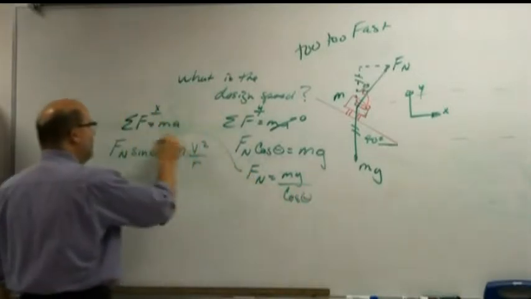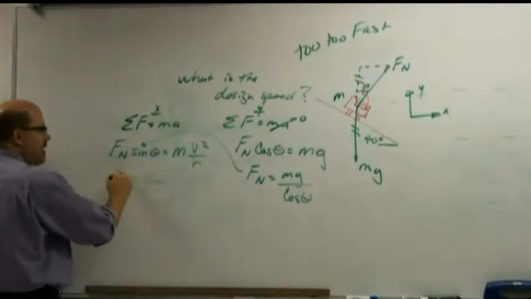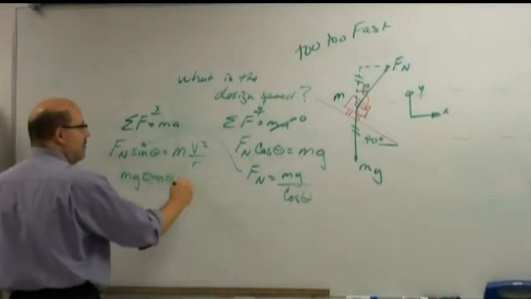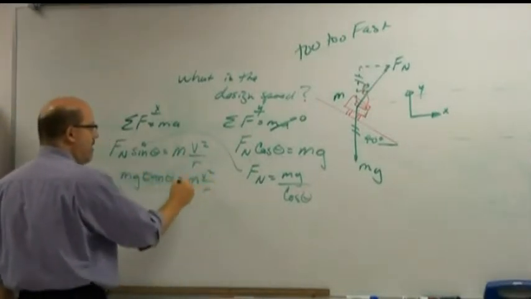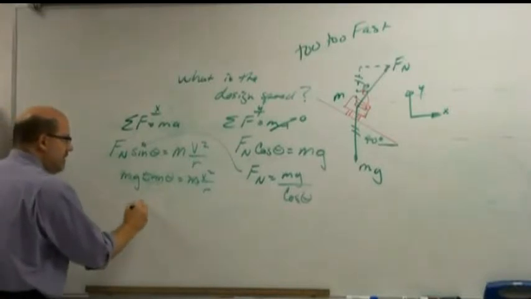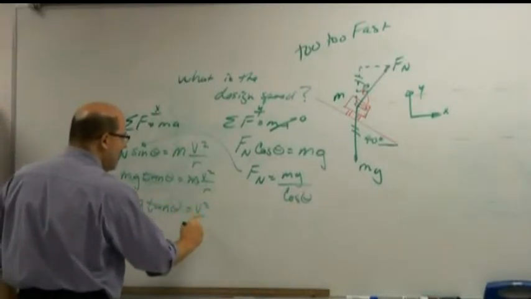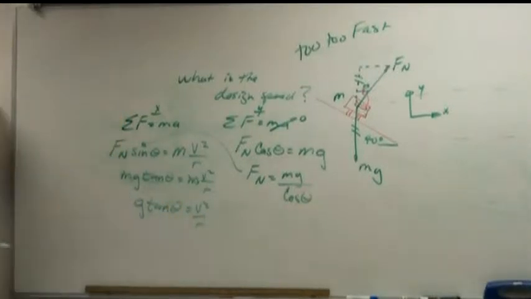Take that, plug it in, and when you come over here, you get mg tangent theta equals mv squared over r. The m's cancel, you get g tangent theta equals v squared over r. Okay, now g is given, theta is given. We need to know one more thing before we know the design speed, right? And that's the radius of the turn.